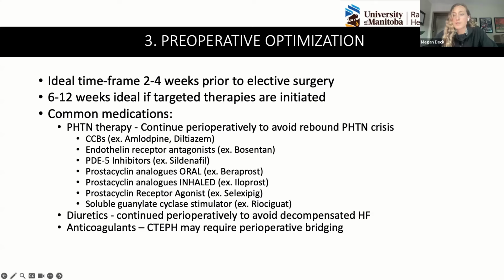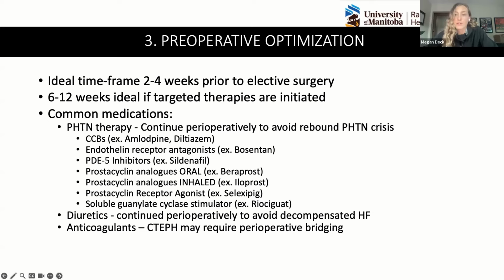If targeted pulmonary hypertensive therapies are planned to be initiated before surgery, 6 to 12 weeks is usually adequate for allowing maximal therapeutic effect on the pulmonary vasculature. In addition, common medications these patients will be on will include the following: specific pulmonary hypertensive therapies such as calcium channel blockers, endothelin receptor antagonists, phosphodiesterase 5 inhibitors, prostacyclin analogs, either oral or inhaled, prostacyclin receptor agonists, as well as soluble guanylate cyclase stimulators. These therapies should all be continued perioperatively to avoid rebound pulmonary hypertension.